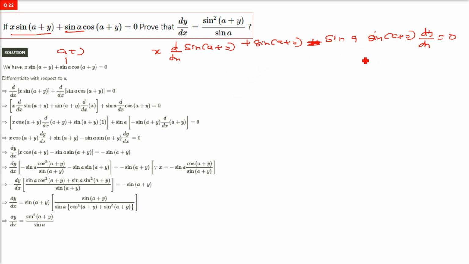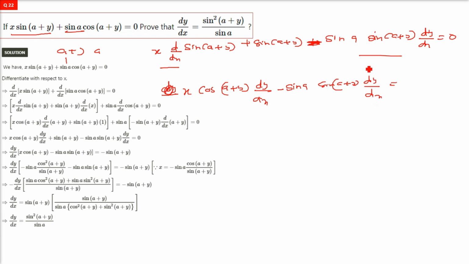Now let us take the term with dy/dx. This differentiation we have to do. Let me do it. So x sine(a+y) gives cos(a+y), and then we have to differentiate a+y by the chain rule. So d/dx of a+y: a is 0, and d/dx of y only will be there. Minus sine(a+y) dy/dx. This is all the dy/dx term together. And this sine(a+y) on the right hand side will be negative sine(a+y).